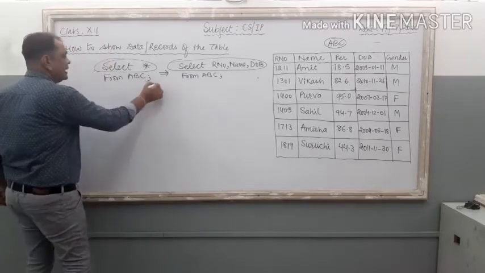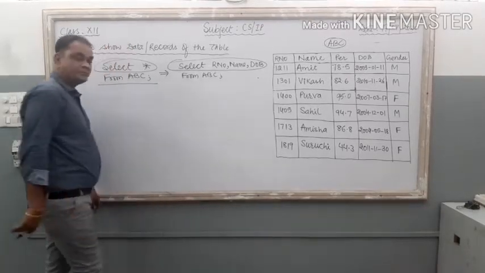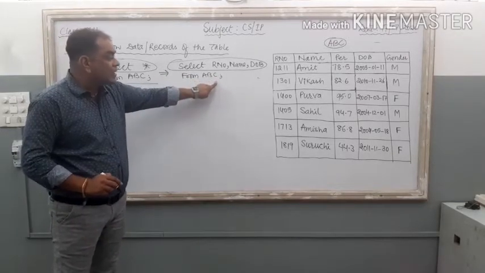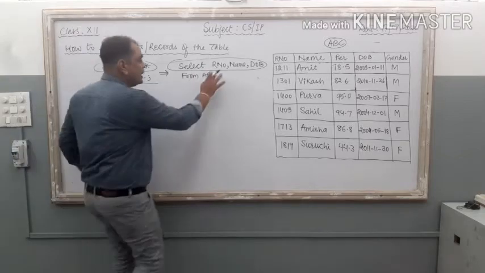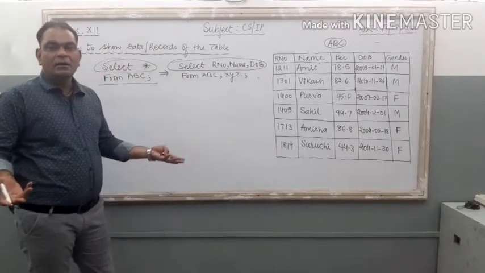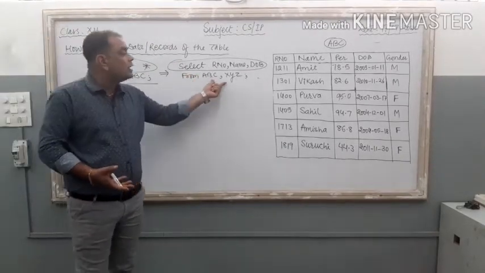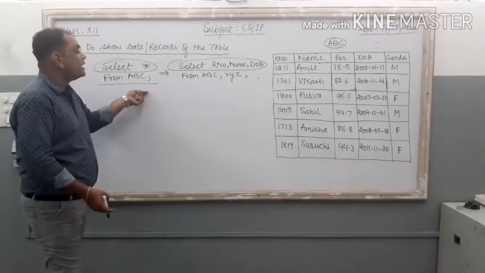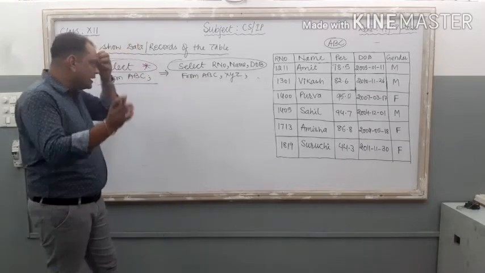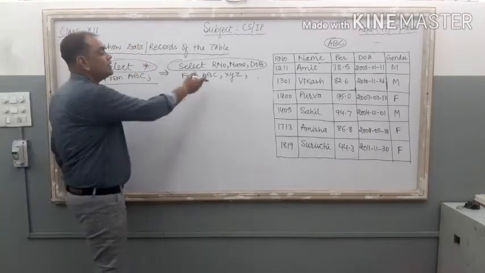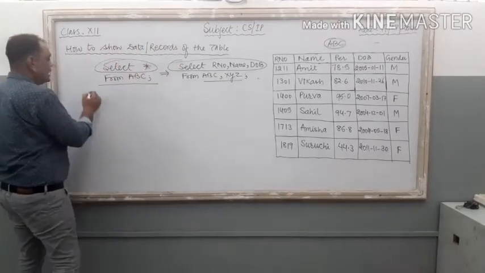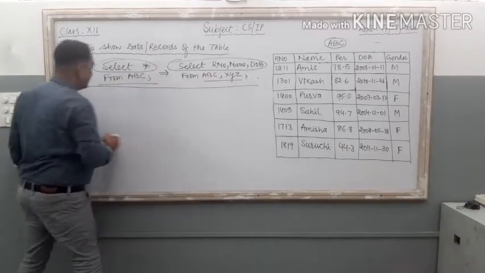Now come to the next line. It is from ABC. Here, from ABC means a single table. We can filter the records from the single table. If I write ABC, XYZ, what will happen? The computer filters the records from both the tables according to the specific condition that I apply with the where command, right? So from, you can write a single table name or you can write multiple table names also. Clear?